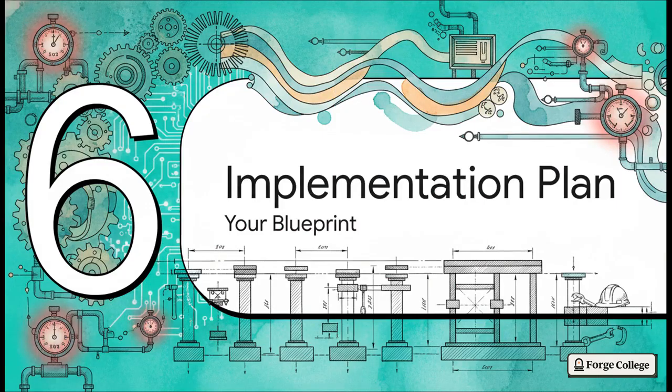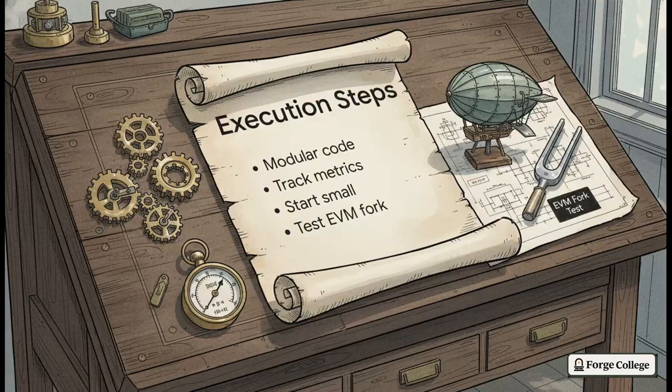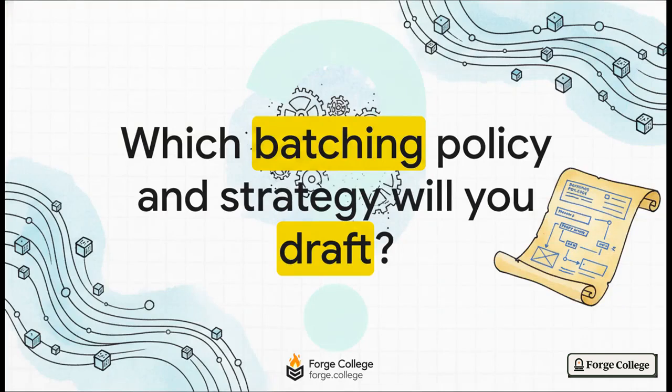And finally, Section 6, your implementation blueprint, next steps. We've synthesized the theory, so it is time for actual construction. I want you to take this operational checklist right into the next module. Keep your code incredibly modular, mercilessly track metrics like gas per operation and latency. Always start with conservative defaults in small batches, and please, test exhaustively on a local EVM fork before even thinking about touching a testnet.